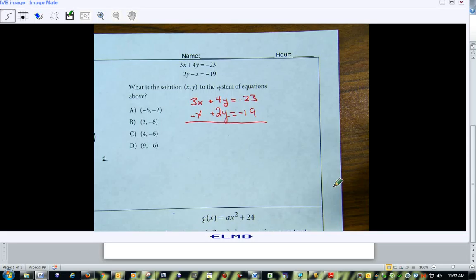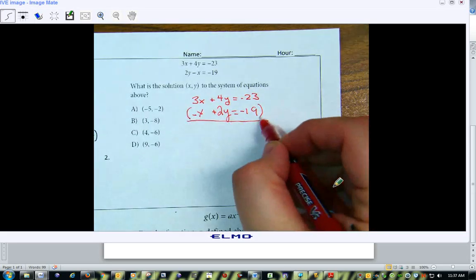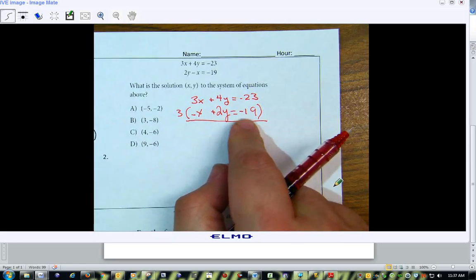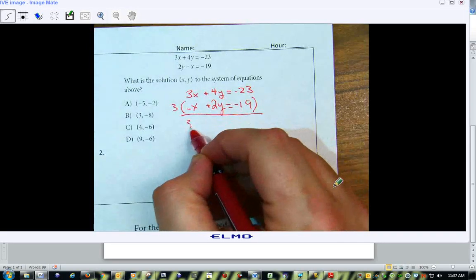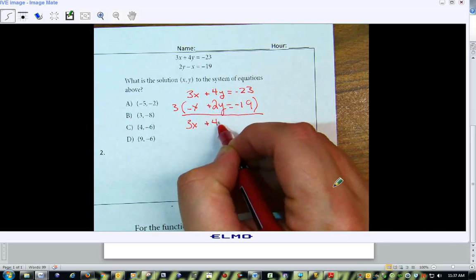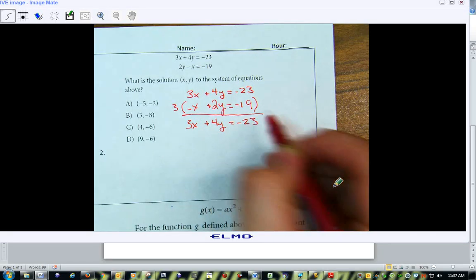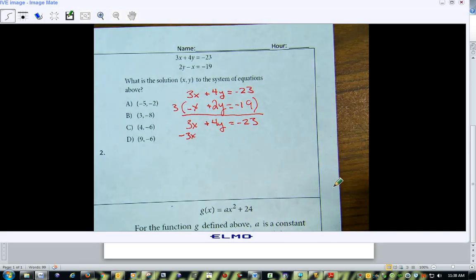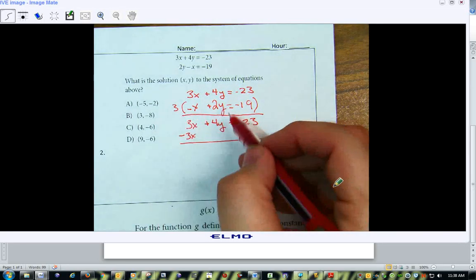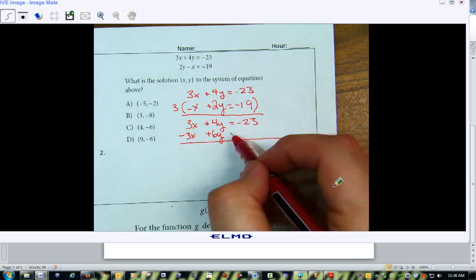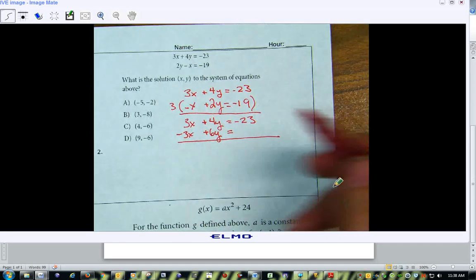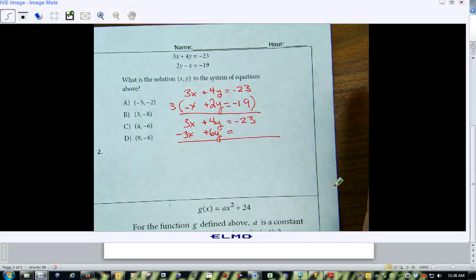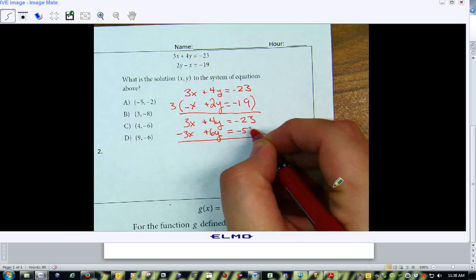Multiply what? Multiply the entire second equation by 3, and I'll show you why in a second. First equation, 3x plus 4y is equal to negative 23. Then we get negative 3x, because what's 3x plus negative 3x? 0. Then 3 times 2y is 6y. Then 3 times negative 19. Well, 3 times 20 would be 60, but you're 1 less, so it's going to be a negative 57.